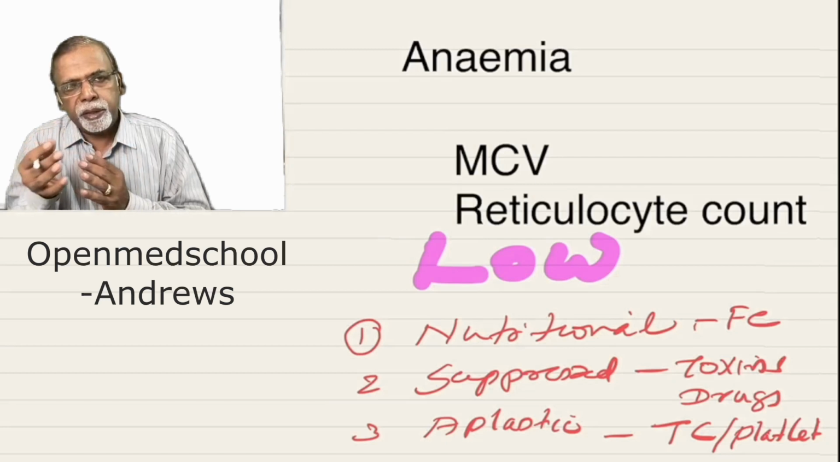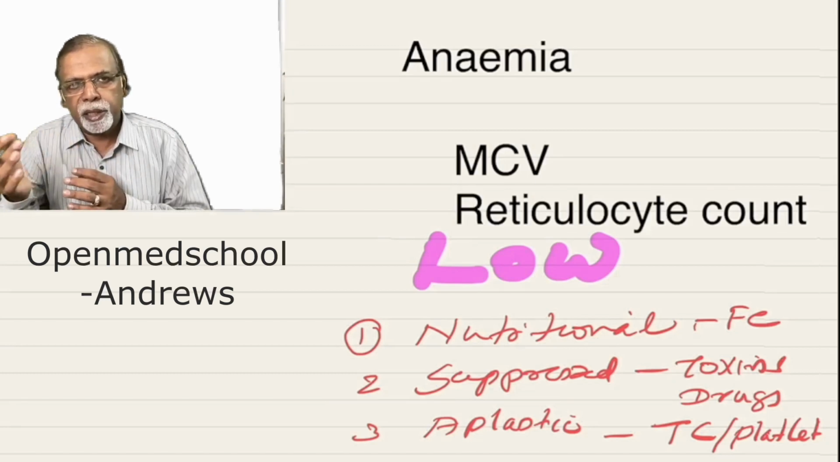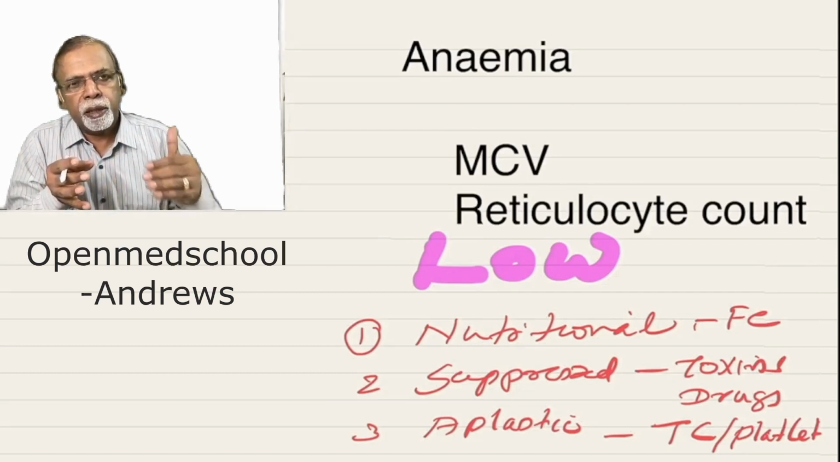The total count can be increased, and platelets can be increased in other conditions. For example, in infection, the total count can be increased. In somebody with iron deficiency, again platelets can be increased, but this can be diagnosed not by looking at the counts alone. You will be looking at the peripheral smear, looking at the MCV, etc.